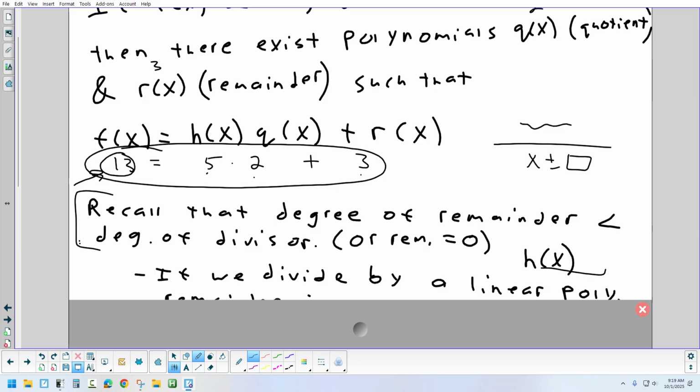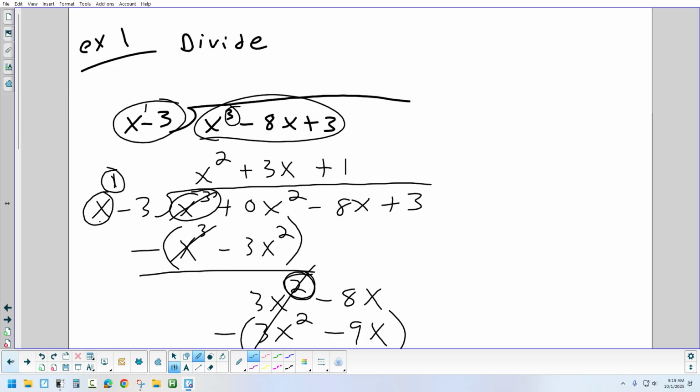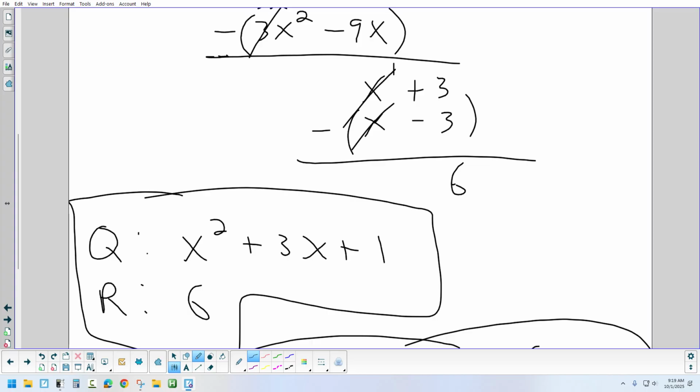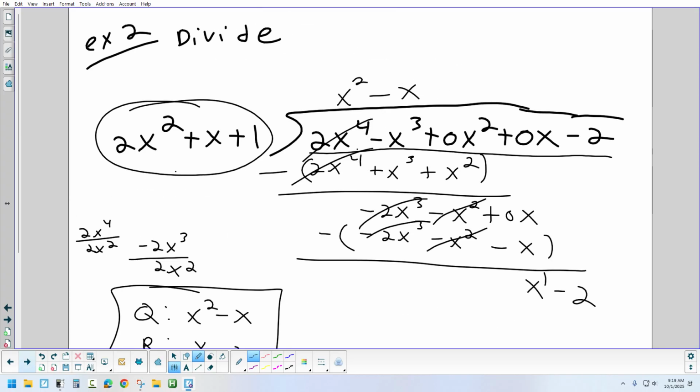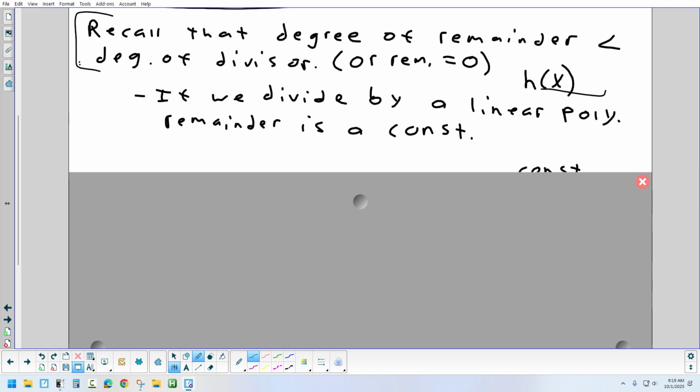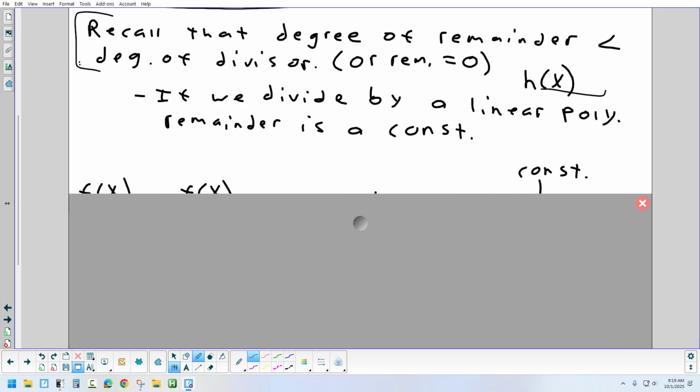Constant. You will always get a constant. Anytime you divide by something of the form x plus or minus a number, you are dividing by something linear. Your remainder will always be a degree lower. Well, the only thing lower than a degree 1 is a degree 0, a constant. So that's a nice trick to keep in mind. If we divide by something linear, the remainder will always be a constant.